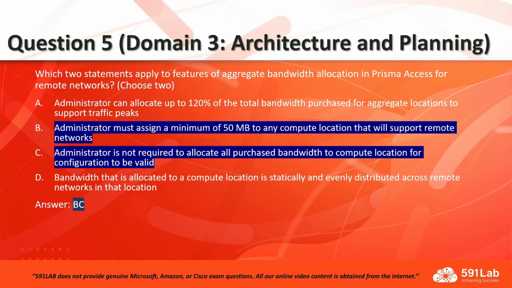B and C. B: Administrator must assign a minimum of 50 megabit per second to any compute location that will support remote networks. And C: Administrator is not required to allocate all forecasted bandwidth to compute location for configuration to be.